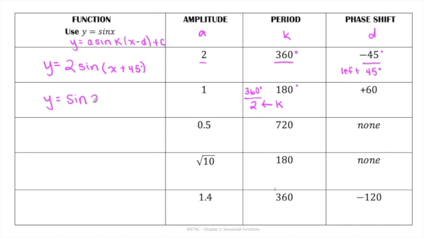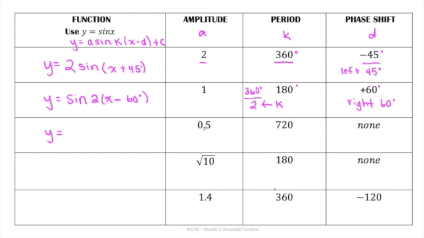So you're going to write a 2 in front of your brackets. And then since you have a phase shift right 60 degrees, you will have brackets, and you're going to have to write opposite, so you're going to have a negative 60 degrees there. Again, we don't have a c, so you leave the end of your equation blank. Okay, moving on to your next one.